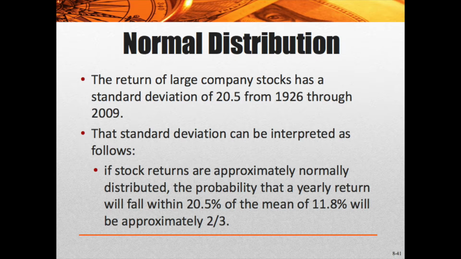For example, the standard deviation of the return of large company stocks from 1926 to 2009 is 20.5. Standard deviation can be interpreted as follows. If the stocks are approximately normally distributed, which is a big if, the probability that a return will fall within 20.5% of a mean of 11.8 will be approximately 2/3. So if your mean is 11.8, a return within plus or minus 20% will happen 2/3 of the time. That'll give you a little comfort for how wide your portfolio might swing.